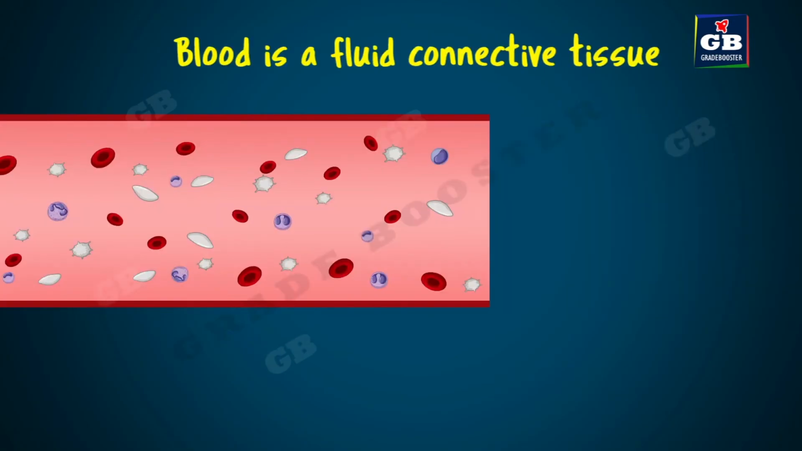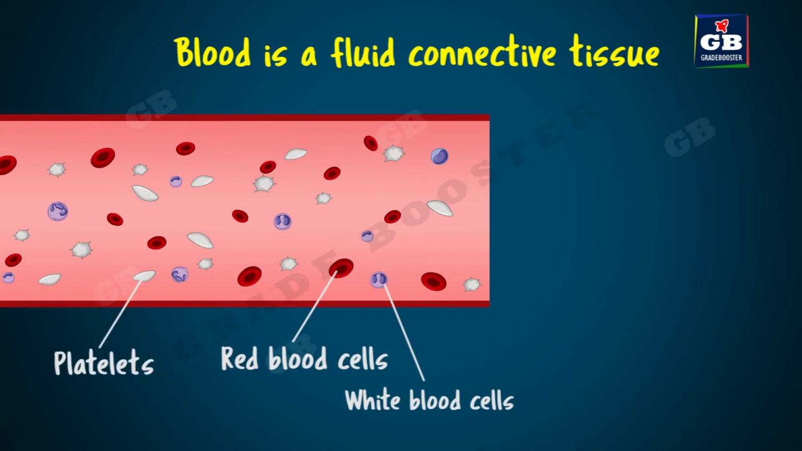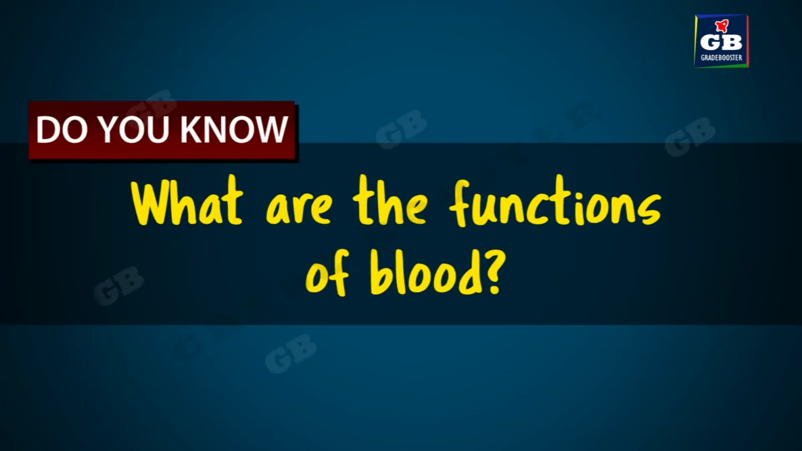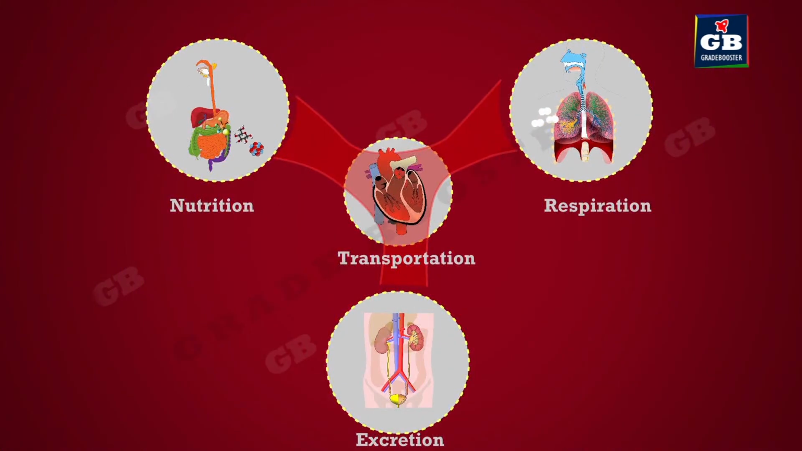First, let us see about blood. Blood is a fluid connective tissue. Blood has different types of cells like RBC, WBC, and platelets. These cells are suspended in a fluid matrix called plasma. The plasma contains proteins, salts, and hormones. Do you know the functions of blood? It transports nutrients, gases, hormones, and waste materials between different parts of the body.